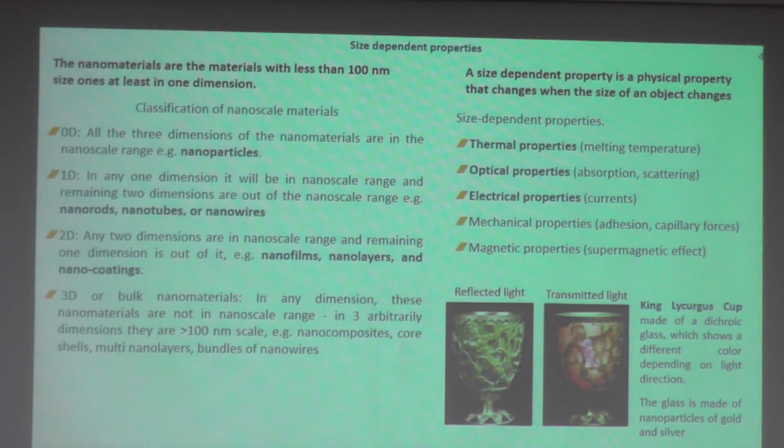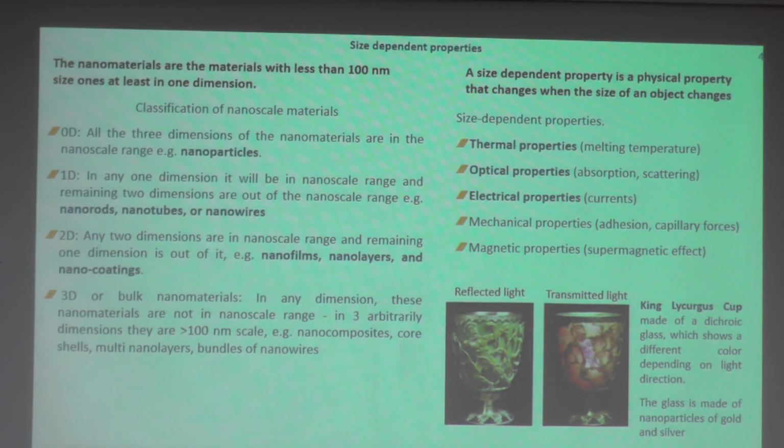Now, before starting with phase change materials, I would like to make some definitions. What are nanomaterials, what types of sizes exist, and what properties can be changed in nanomaterials? First, nanomaterials are materials with less than 100 nanometer size, at least in one dimension.